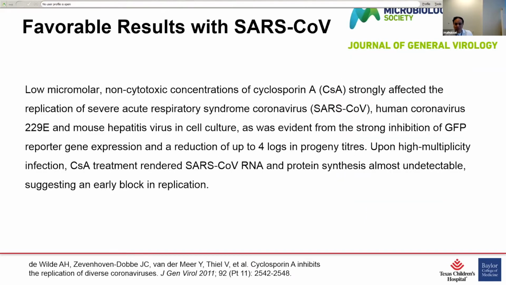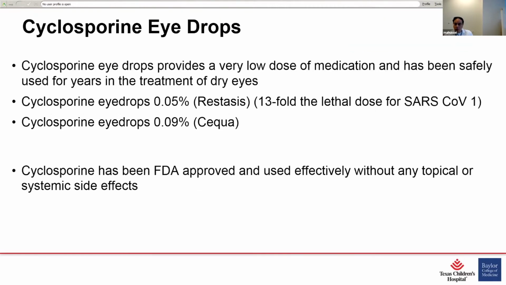Cyclosporine is one medication that was found by a large study to have a strong antiviral effect against coronaviruses, specifically SARS-CoV-1. Multiple countries in Europe shared in that study, and they found that a very low micromolar non-cytotoxic concentration of cyclosporine is capable of killing SARS-CoV-1. We have cyclosporine as an eye drop, which is fortunate. It's a drop that is used for treatment of dry eyes. It's been used safely and effectively for years.